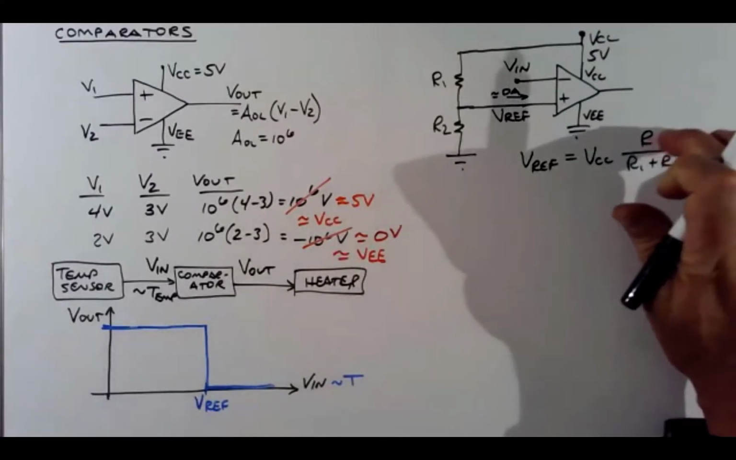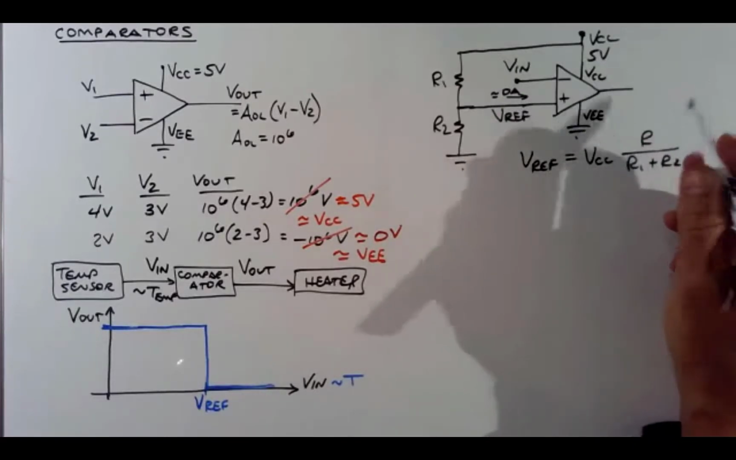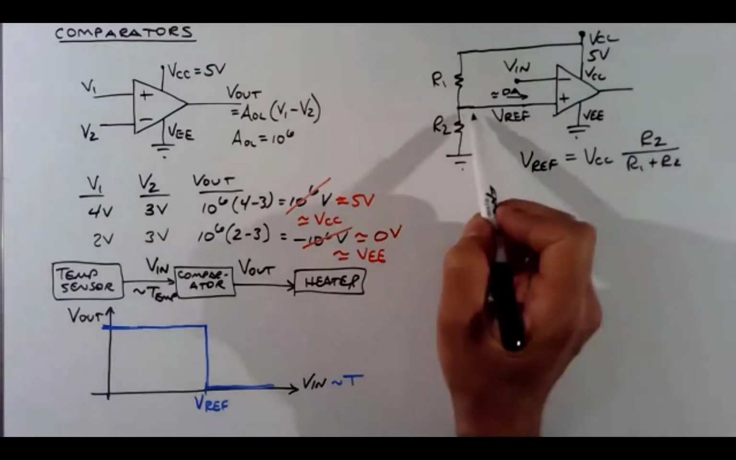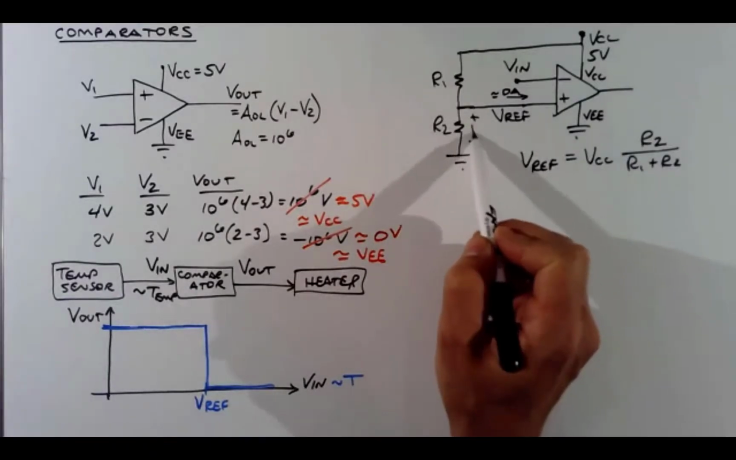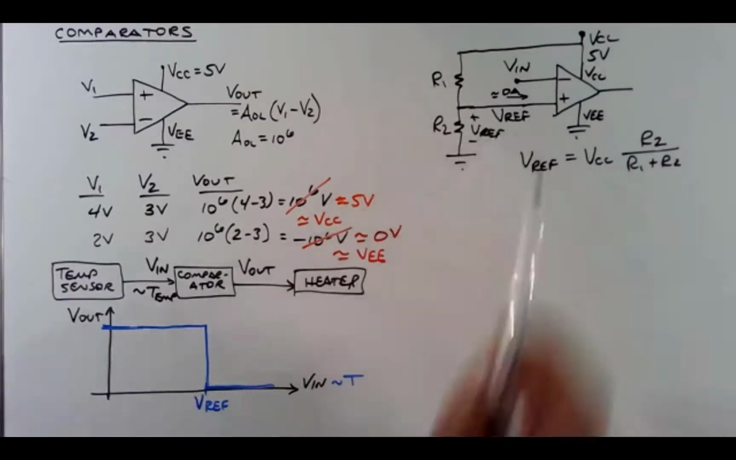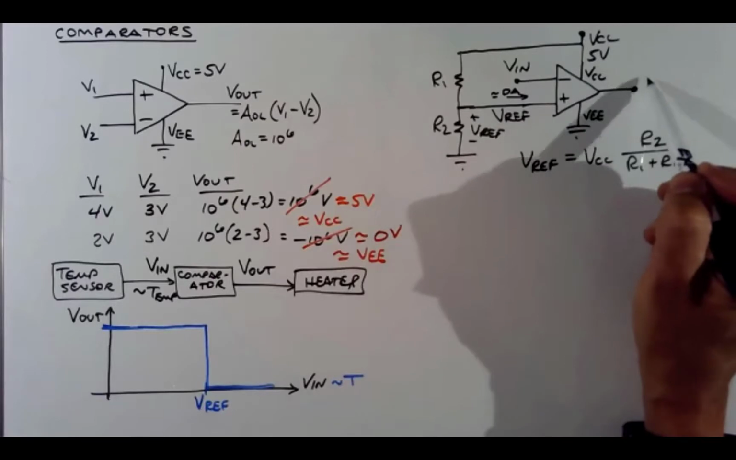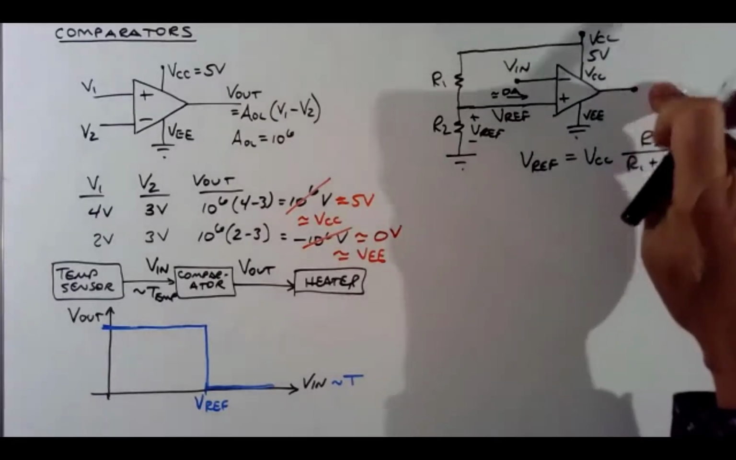Ooh, I did that wrong. This is R2. So you want to find the voltage across R2, which is Vref, right? That's what that node voltage is. So that's the voltage divider formula for that. And this is V out here. Let me draw this over here.